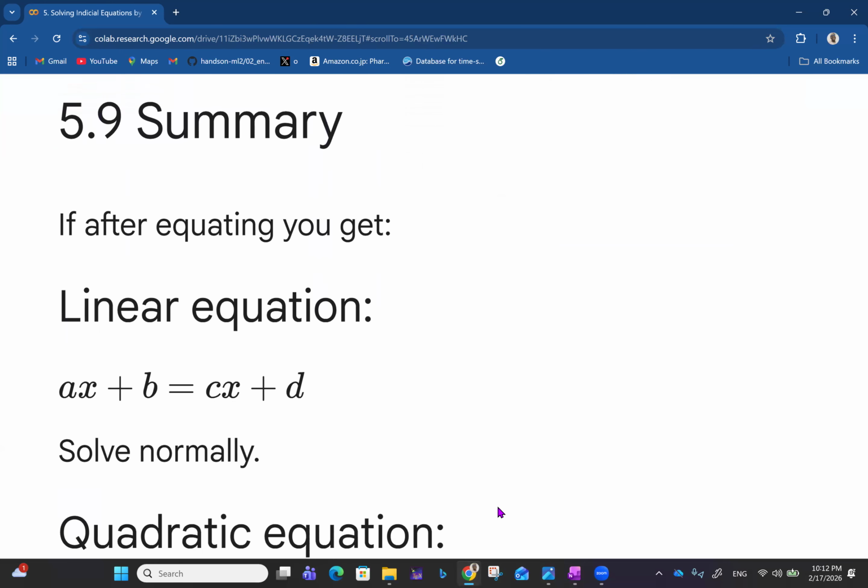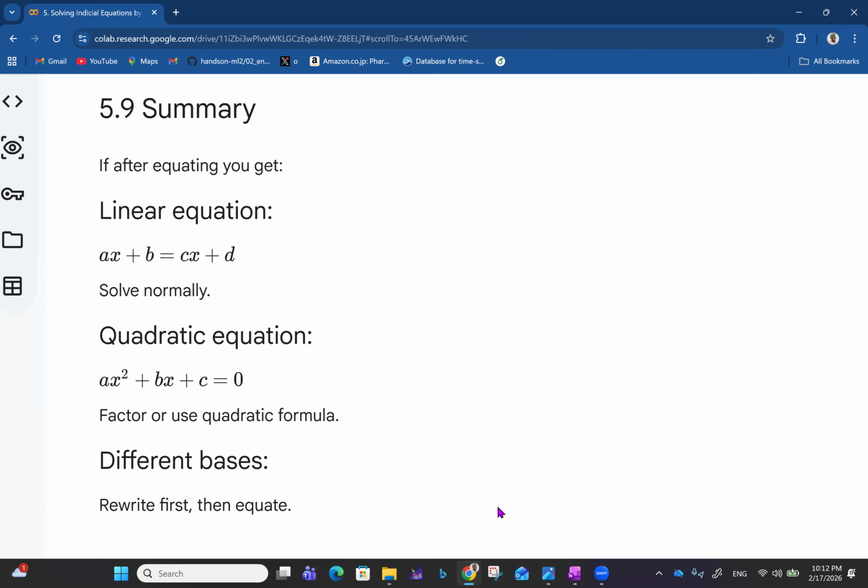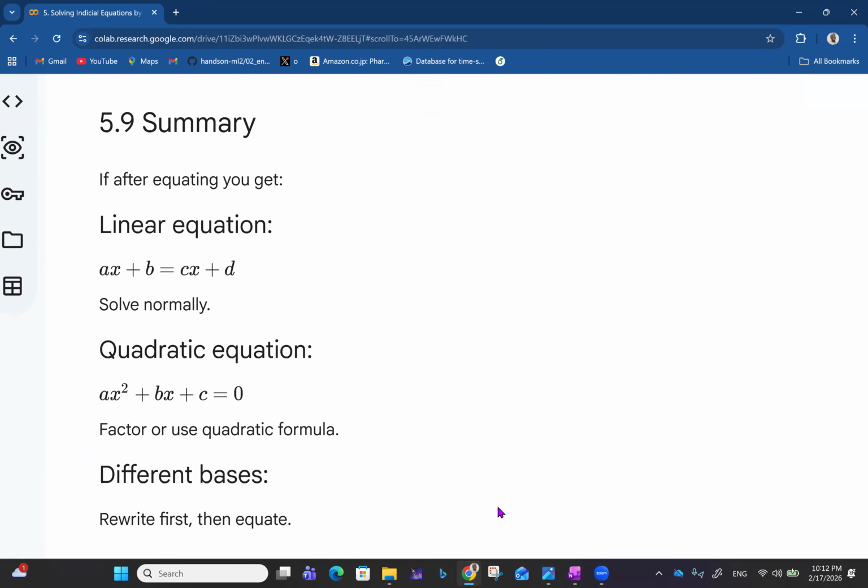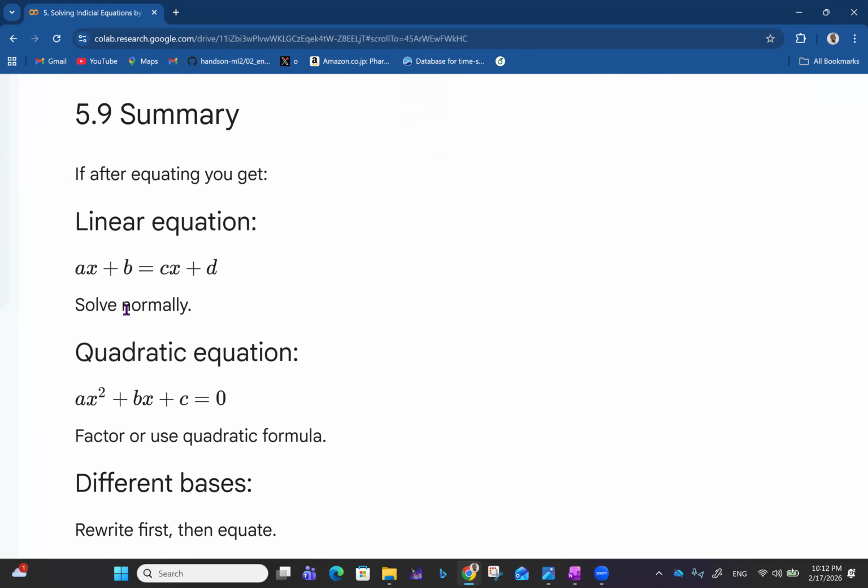So in summary, we see that if after equating, you get a linear equation, which is something like ax plus b equals cx plus d, just solve normally. If you get a quadratic equation, you have ax squared plus bx plus c equals 0. Factor or use the quadratic formula. And if you have different bases, you have to rewrite first, then equate, and then you can solve like a linear or quadratic equation, depending on whatever it turns out to be.